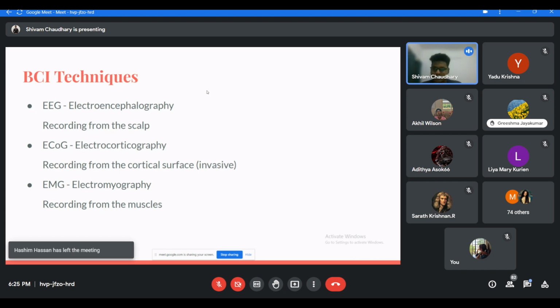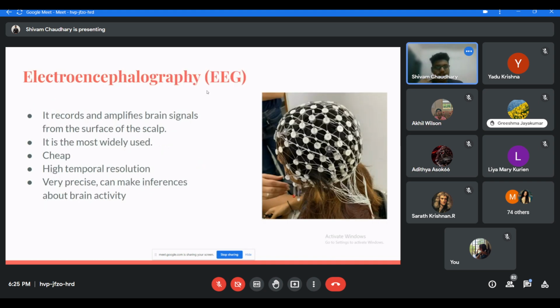There are more, like fMRI, PET, fNIRS, functional near infrared spectroscopy, but these are the most common ones. This is a picture of one of the EEG caps that we have in our lab. So, as I mentioned earlier, the EEG caps record brain activity from the surface of the scalp.